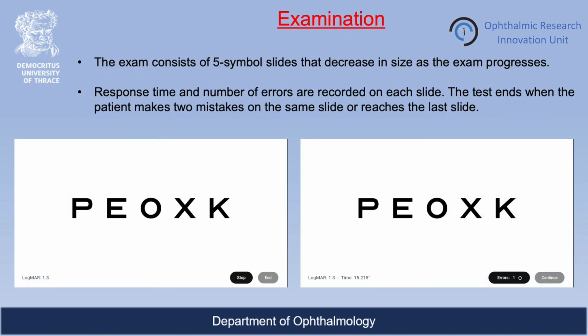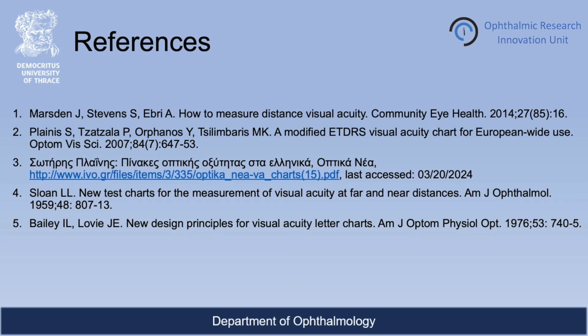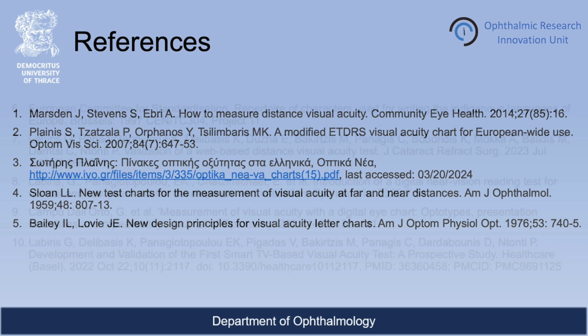The exam consists of 5 symbol slides that decrease in size as the exam progresses. Response time and number of errors are recorded on each slide. The test ends when the patient makes 2 mistakes on the same slide or reaches the last slide. On the next 2 slides, you can find a few references for further reading.